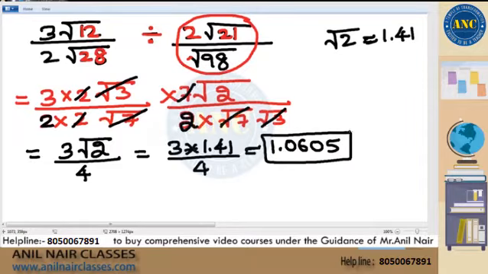It all depends upon the answer options. If the answer option is expressed in this format itself, stop it, don't move forward. If the answer option is not expressed in that format, move ahead and continue with that particular simplification. It all depends purely on how the answer options are given.